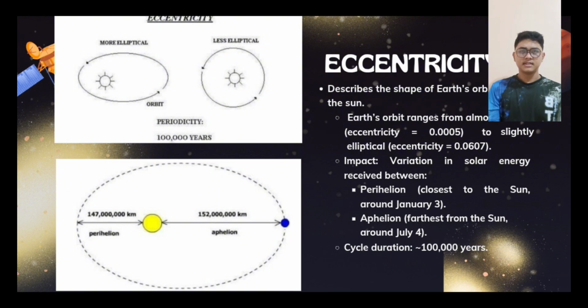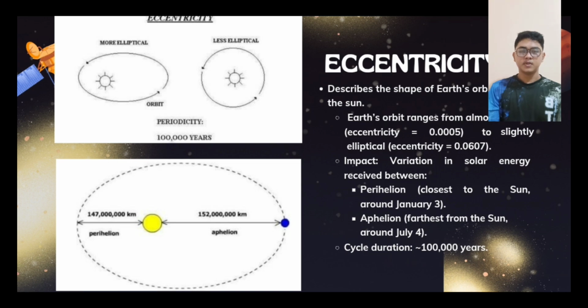What is eccentricity? Eccentricity describes the shape of the Earth's orbit around the Sun. Earth's orbit ranges from almost circular, eccentricity equals 0.005, to slightly elliptical, eccentricity equals 0.0607.